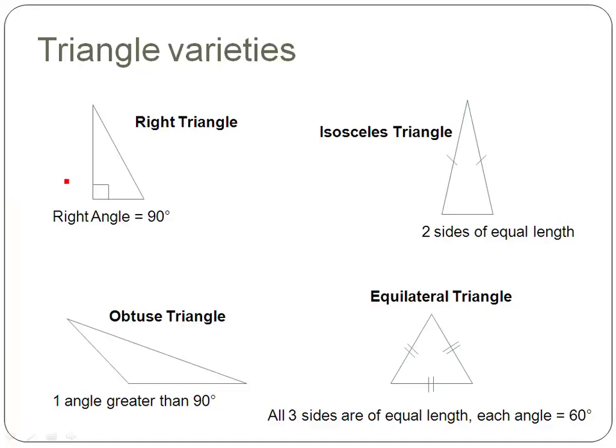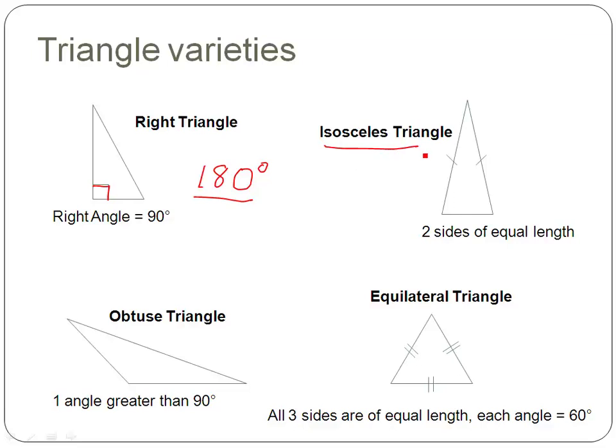First, looking at different triangle varieties that you might come across within your studies. The first type is a right triangle. Now, a right triangle means it has one right angle, or a 90-degree angle. That is the definition of a right triangle. And just as a side note, all three angles within a triangle add up to 180 degrees.